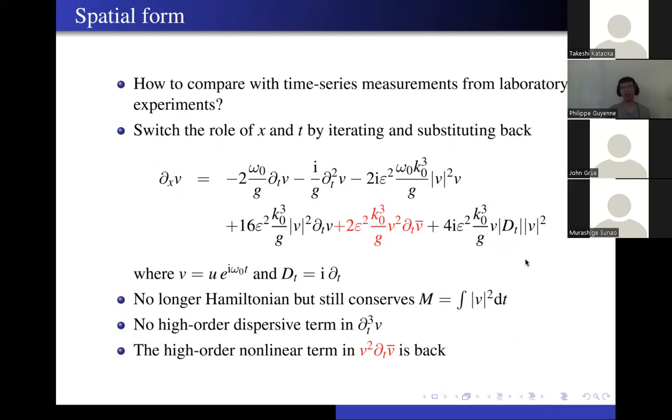With the NLS and dist equations, usually when you want to compare with time series measurements from lab experiments, you need to rewrite them in some sort of spatial form where you switch the roles of the X and T variables. And we also did that for our Hamiltonian dist model. So we didn't have a clever way to do it, clever way in the framework of the Hamiltonian method. And so we followed the traditional approach, and that's what we got.